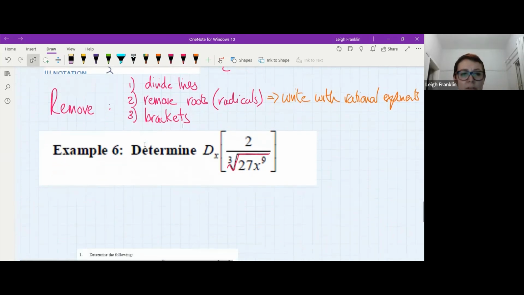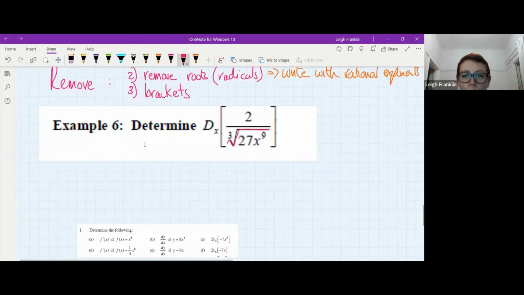So if we look at example number 6, what we would want to do, first of all, is keep our notation because we are not differentiating just yet. I'm going to put the 2 at the top. The cube root of 27 is 3. And of course, when I take the cube root, I divide my exponent on my variable by 3 as well. I'm going to end up with that. I'm still not ready to differentiate until I have removed the divide line and written the x in the numerator.